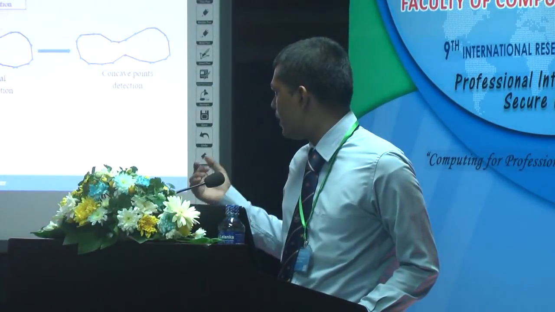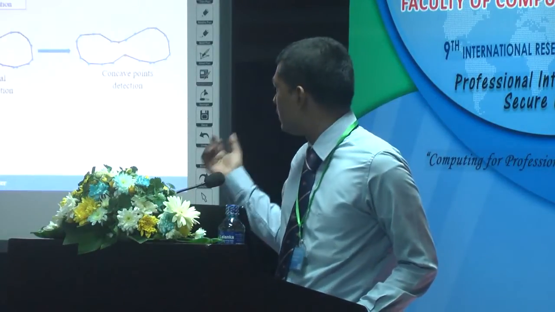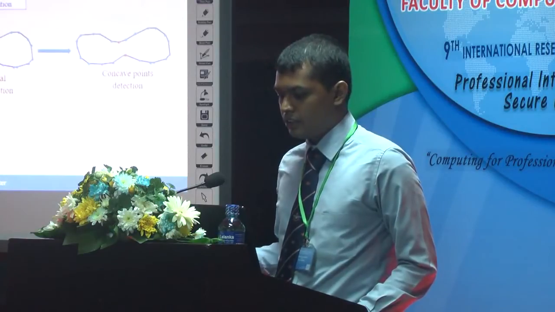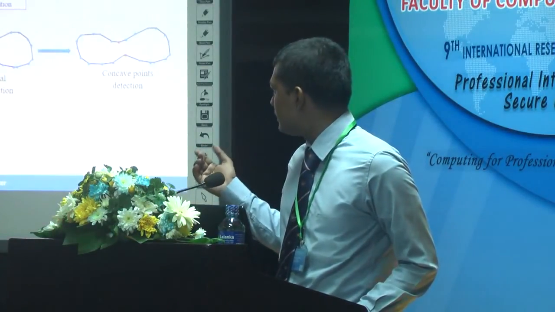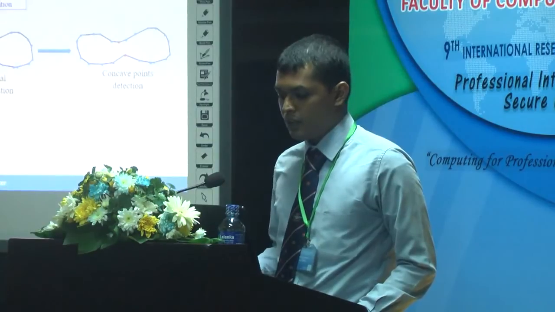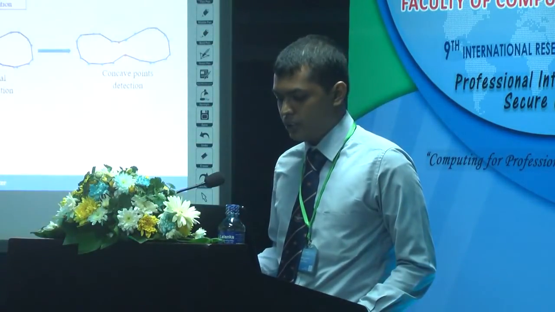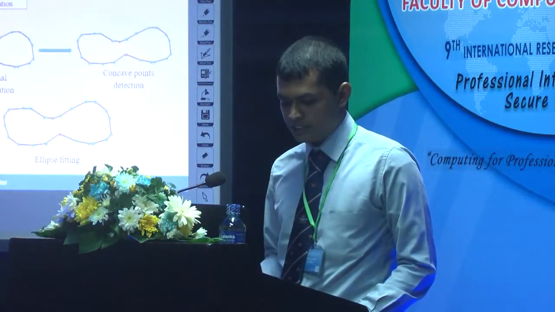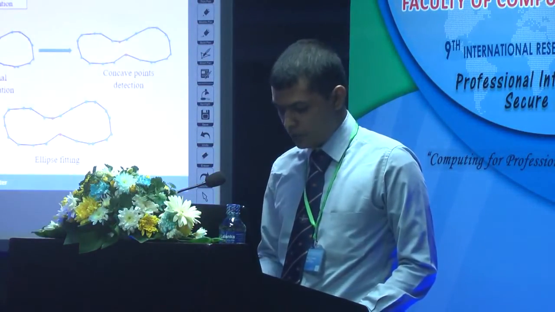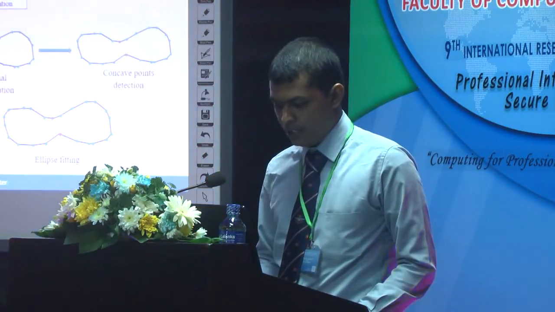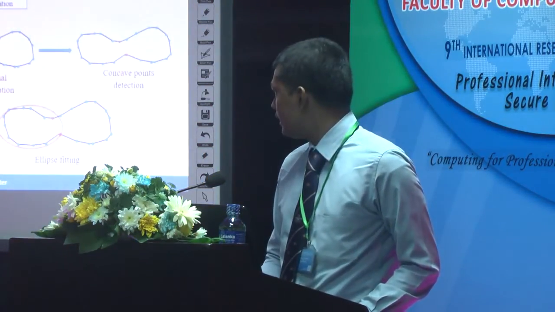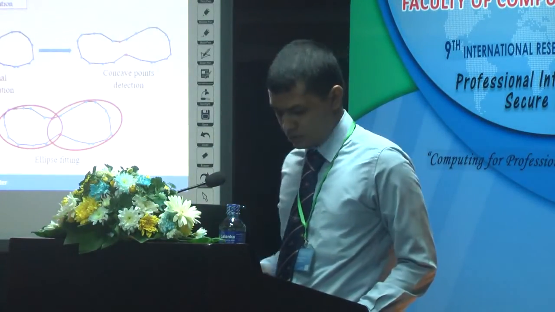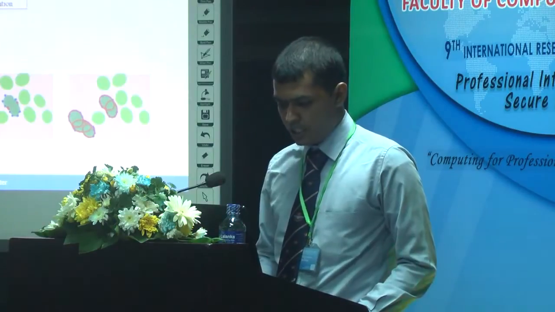We already have the polygon approximation points, so we wrote a function to calculate the concave points. This function goes through the points and checks whether a particular point is a concave point or a convex point. If it is a concave point, then we apply touching cell splitting. For that we again apply ellipse fitting.